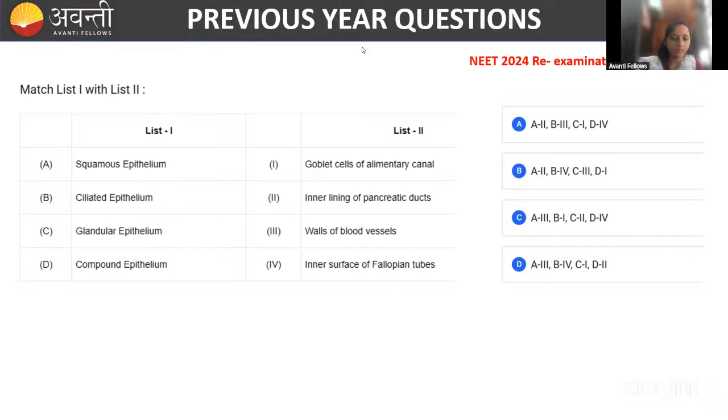Okay, B is 14% and option D is 86%. Okay, which is the correct answer, guys? Yes, very good. Option D. Option D is the correct answer. A is the 3, right? A is nothing but the squamous epithelium. If you know the answer to this, it will be very helpful to eliminate these two, right?